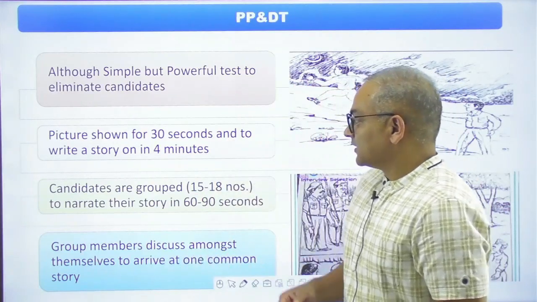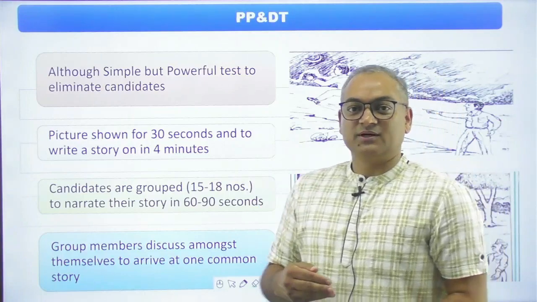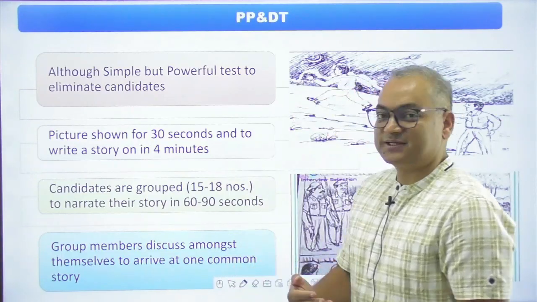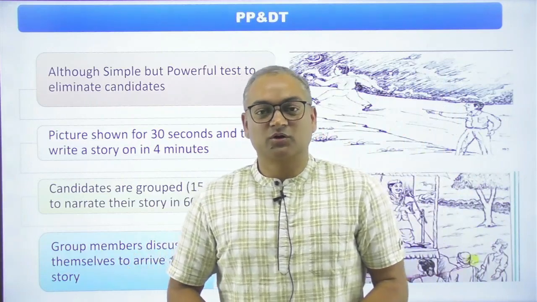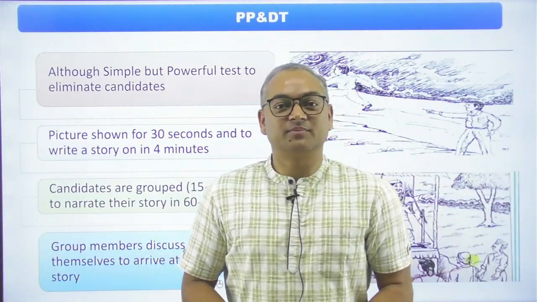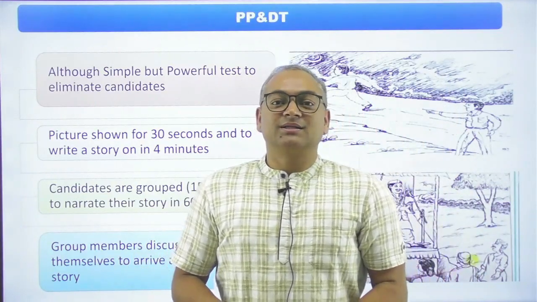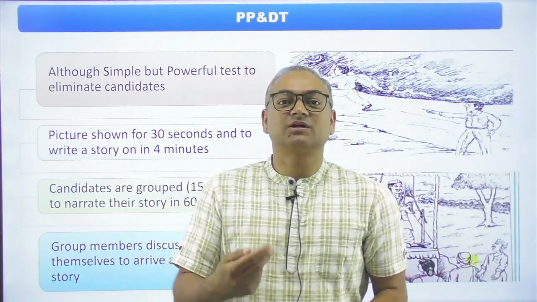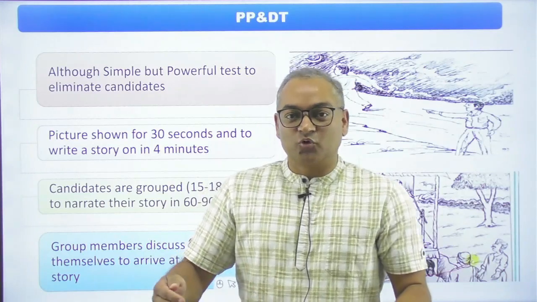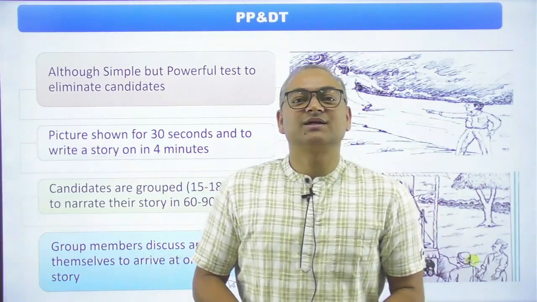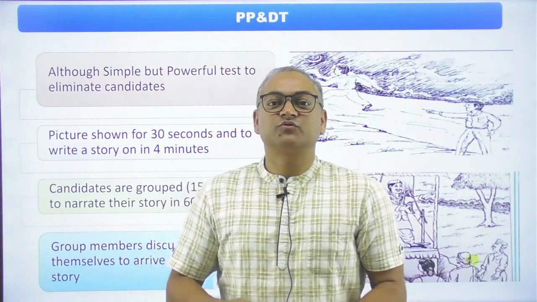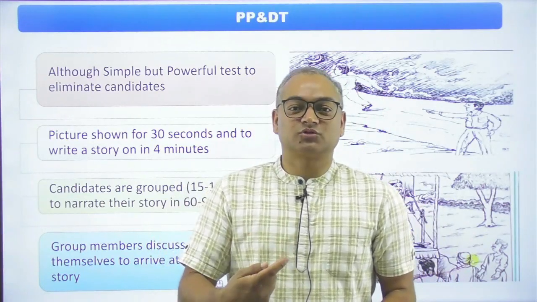Then, after you have written your story, candidates are grouped into small groups. They may range from 15 to 18 persons in a group, and each and every candidate has to narrate his or her story. And then, once each candidate has narrated his story, the group has to come to a common story of the group.